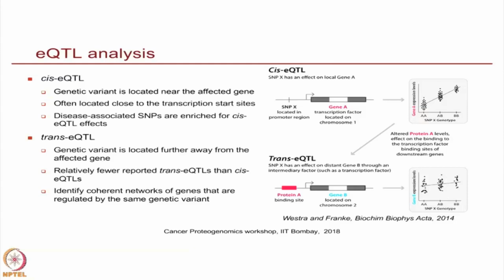As you can see in this example, if you have a SNP here, especially in the promoter region, it may affect the expression of this gene. That's very understandable, right? And it has been shown that cis-eQTLs are very important, because disease-associated SNPs are enriched in these cis-eQTLs.